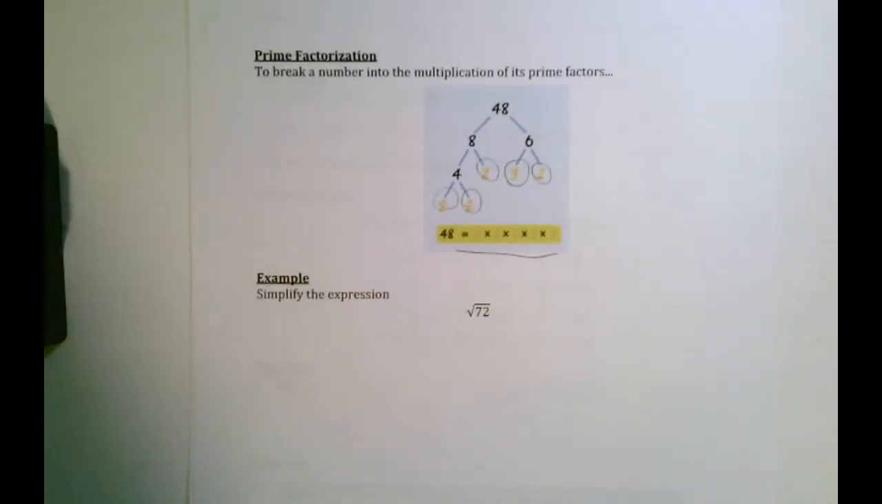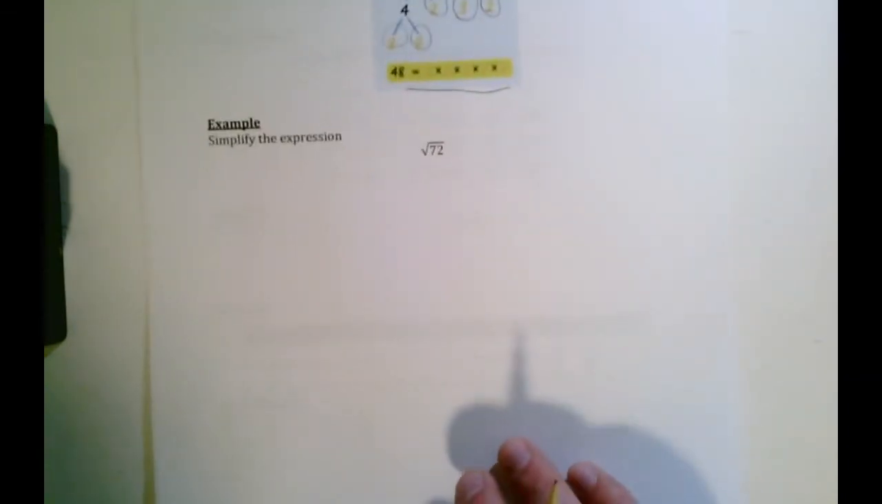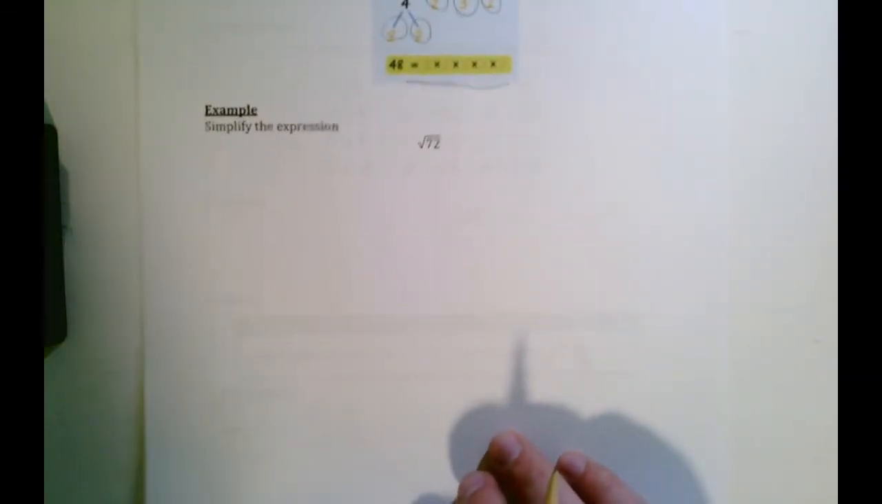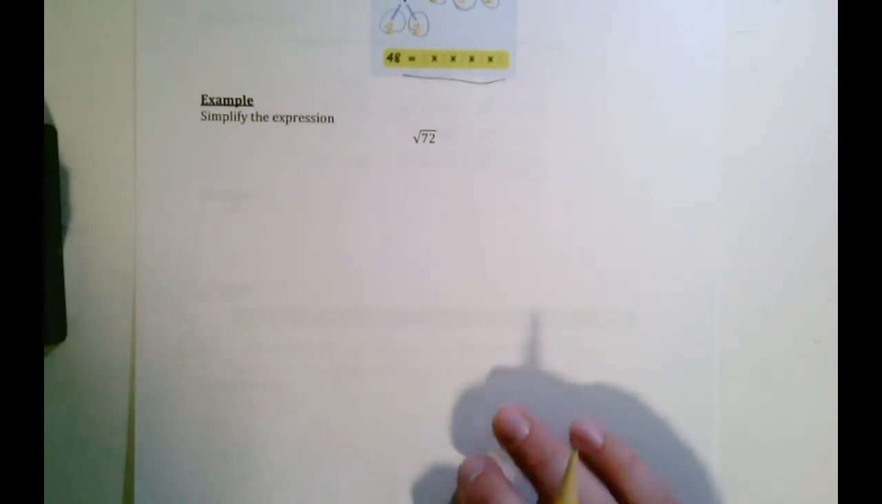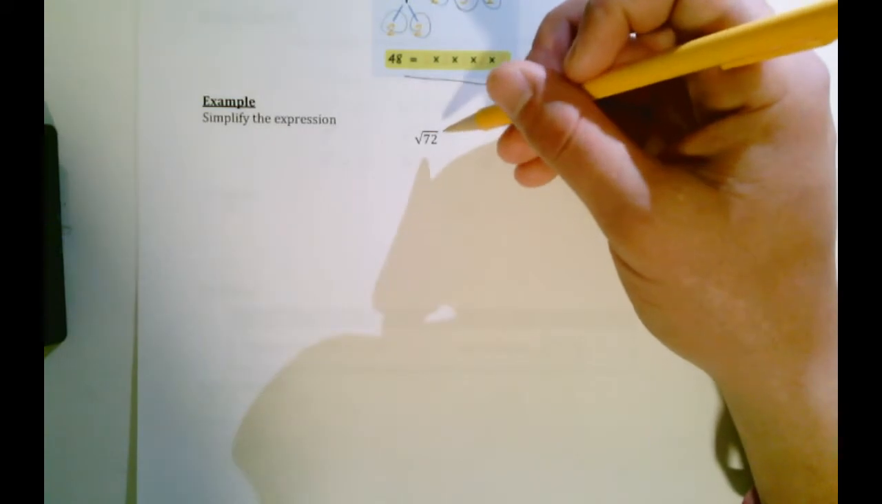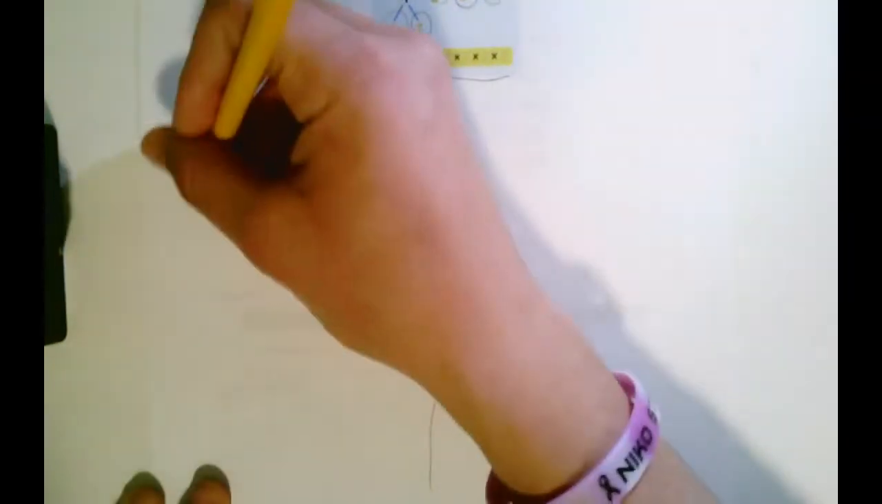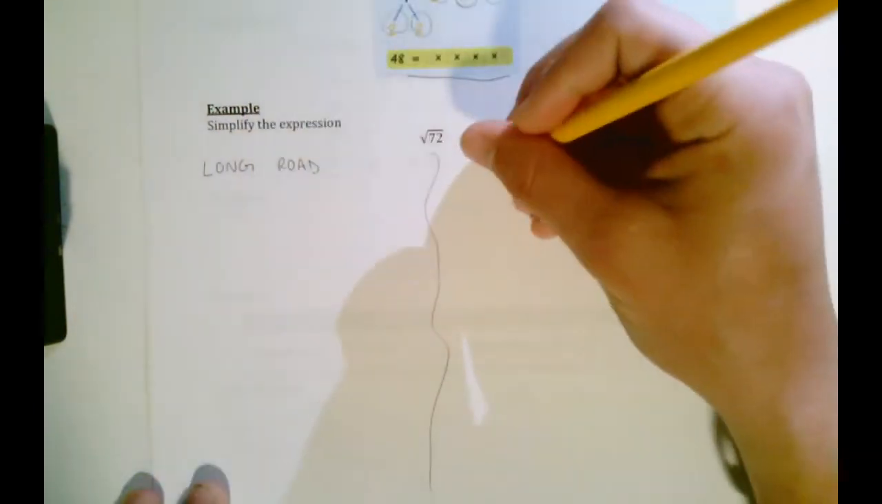So if I wanted to simplify the expression square root of 72, there's really 2 ways I can go about this. The first thing I'm going to note is that there's no square root for 72, right? 81 is 9 and 64 is 8, so it's somewhere in between 8 and 9. So based off of that, I'm going to have to simplify the root. I'm going to show you 2 methods. We talked about this in class. There's kind of a long road and there's kind of a short road.